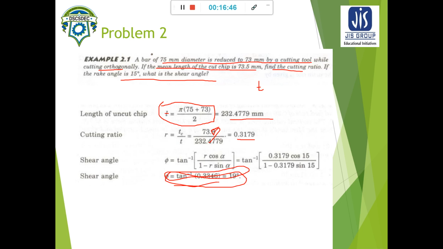So here the length of the uncut chip and length of the cut chip can be equated with the chip thickness ratio also, and that is given here. See from where we got this formula in the Merchant circle. Before the Merchant circle diagram, when we were determining the shear plane, in that we have given this formula.